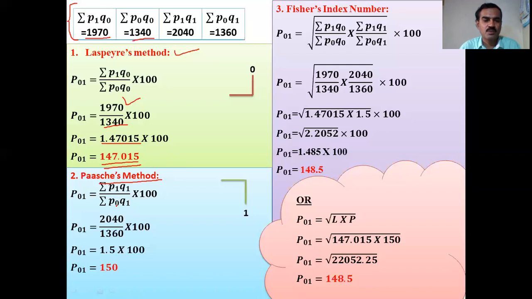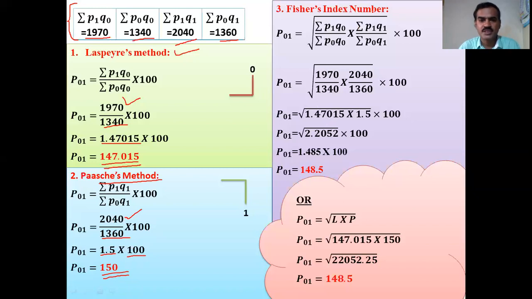Paasche's method formula: sigma P1 Q1 divided by sigma P0 Q1 into 100. So P1 Q1 is 2040, which I have taken here. Next, P0 Q1, which is there in the table, is 1360. So 2040 divided by 1360 is 1.5, and multiplying with 100, you get 150 as the answer in the case of Paasche's method. Now we shall move towards Fisher's index number.